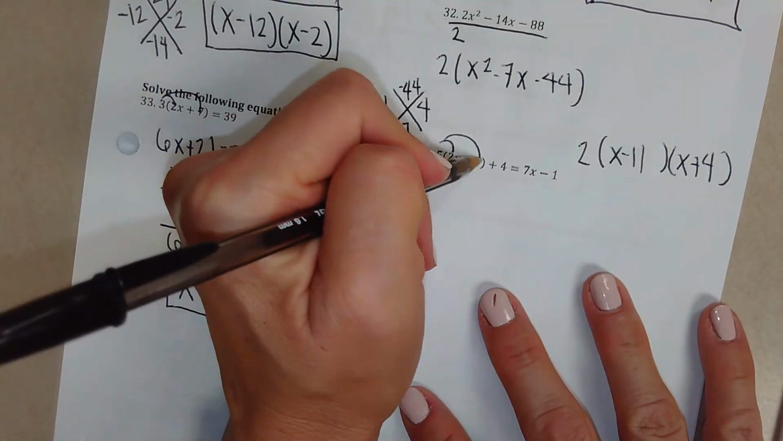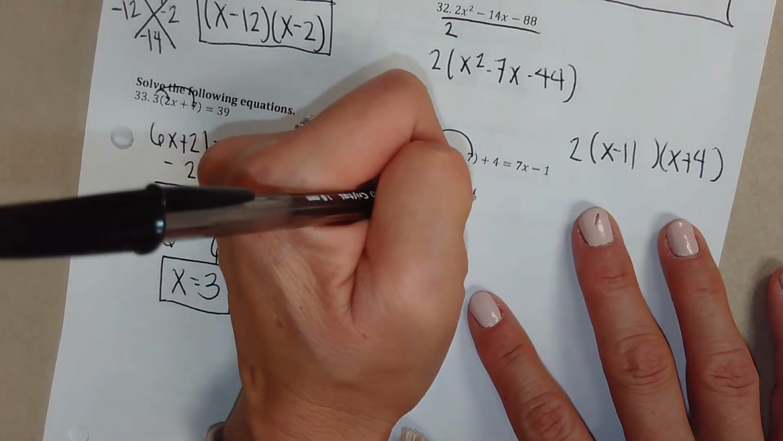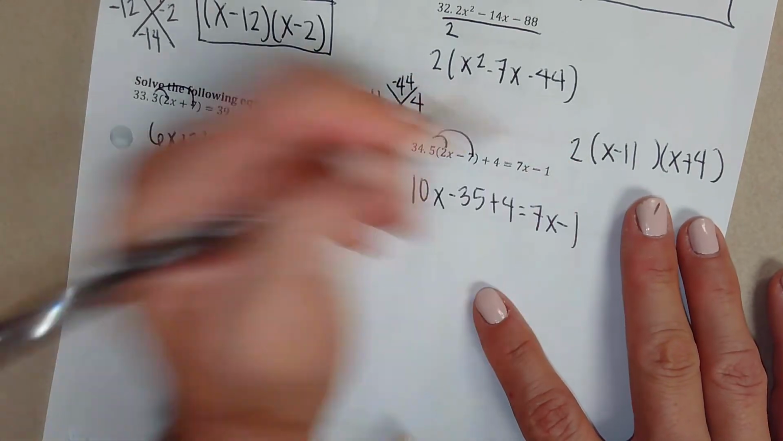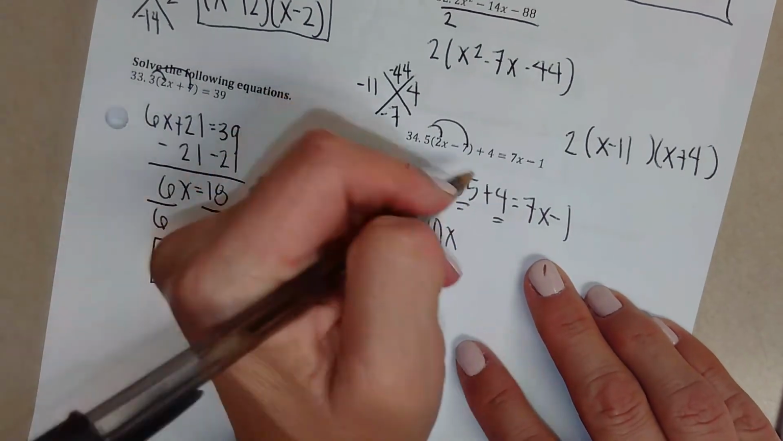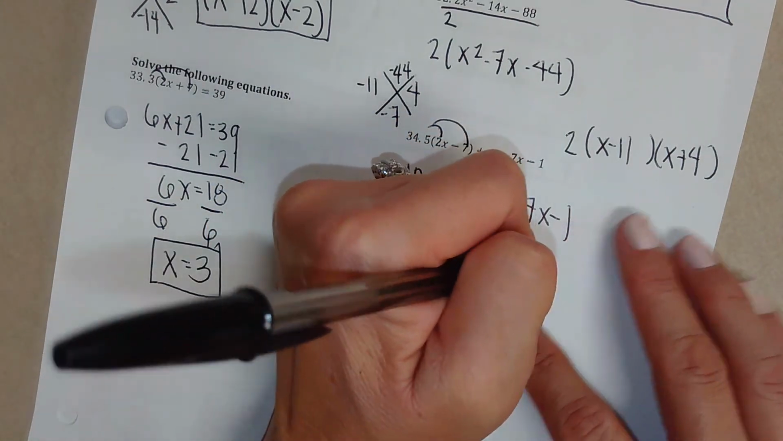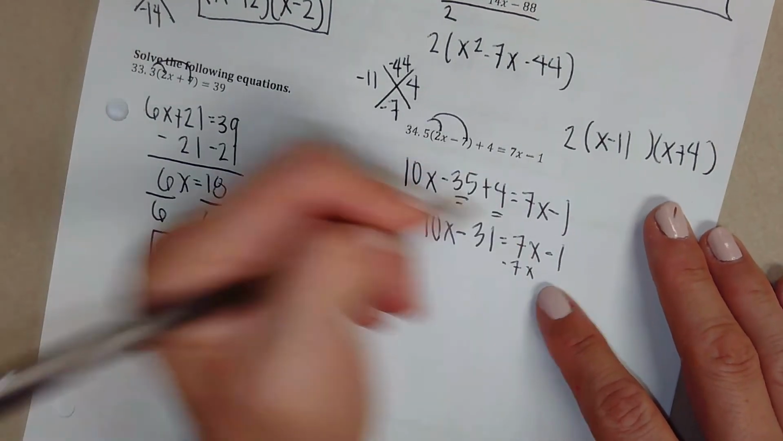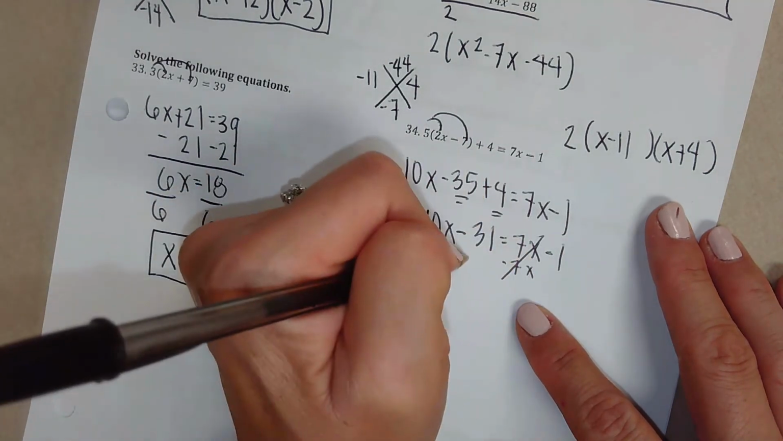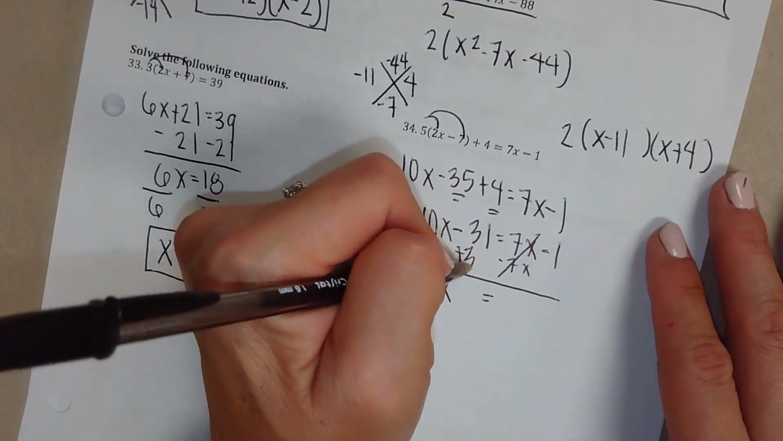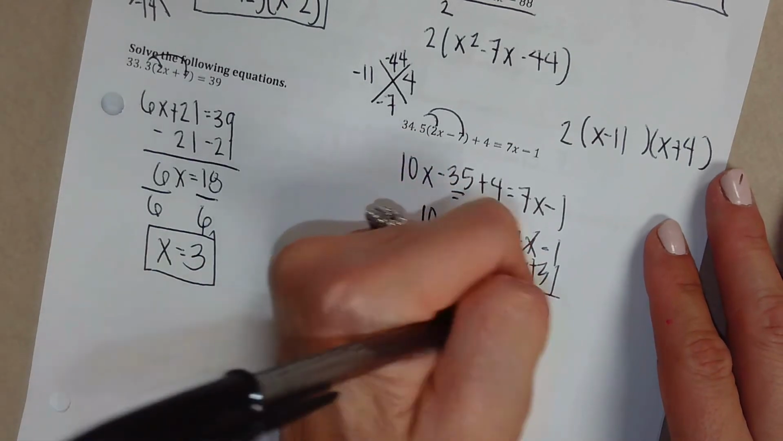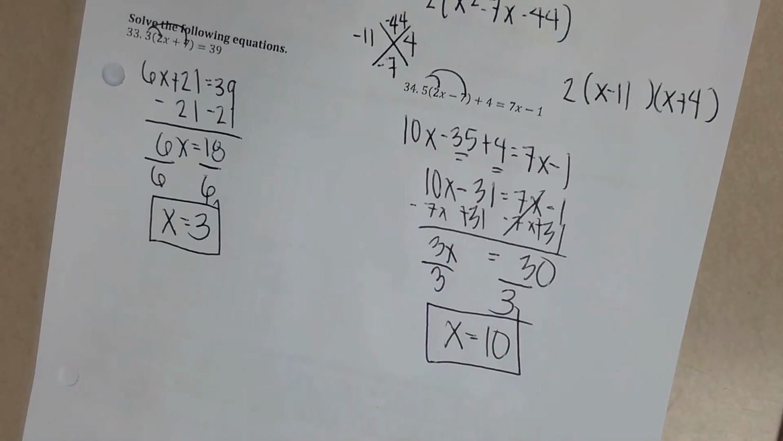Over here, distribute. There's no like terms to combine, so I end up with 10x minus 35 plus 4 equals 7x minus 1. Okay, now I have some like terms right here, so I'm going to combine those. 10x minus 31 equals 7x minus 1. Okay, I'm going to subtract 7x, move it over to the left, minus 7x. And I'm going to end up with 3x equals, well now, I'm going to add 31 and add 31 and get 30. I'll divide by 3 and divide by 3 and get x equals 10.